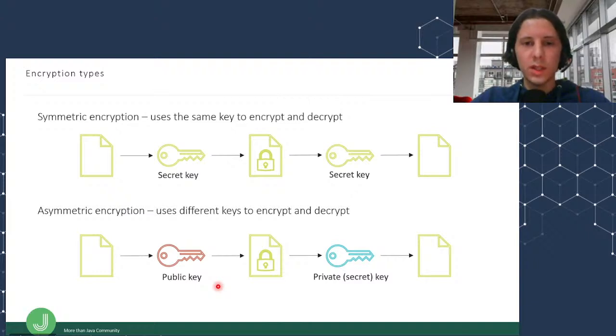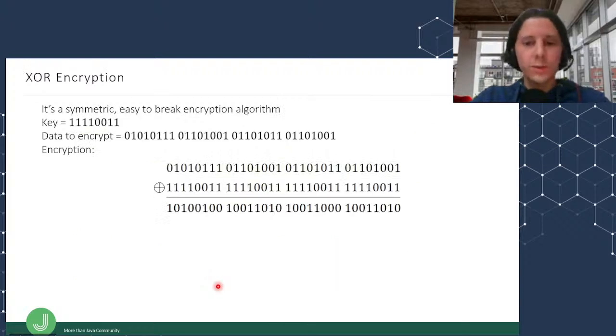Let's take a look at some popular algorithms, both symmetric and asymmetric. One of the easiest symmetric algorithms is the XOR encryption. It's easy to break. It's not used anywhere, but it's easy to understand. I have a string in binary form that I want to encrypt. This string is 4 bytes long. Each byte is 8 bits here. And we have a key. My key is very short. It's just 1 byte, just for the sake of presentation.